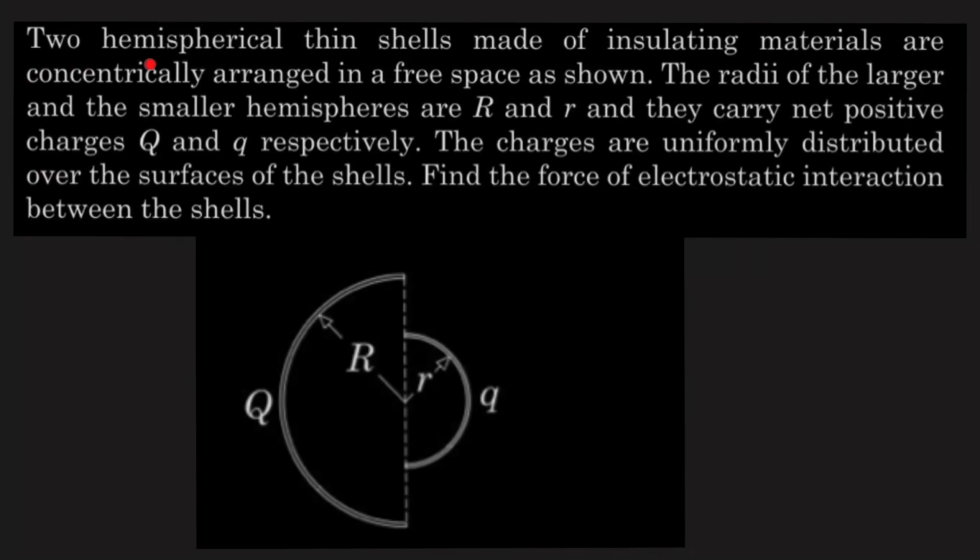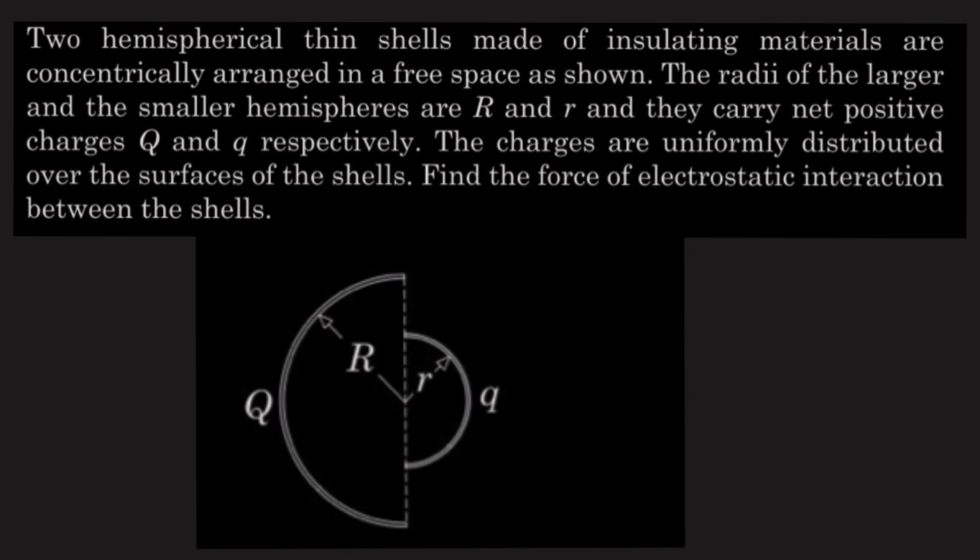Two hemispherical thin shells made of insulating materials are concentrically arranged in free space as shown. The radii of the larger and the smaller spheres are capital R and small r, and they carry net positive charges capital Q and small q respectively. The charges are uniformly distributed over the surfaces of the shells. Find the force of electrostatic interaction between the shells.